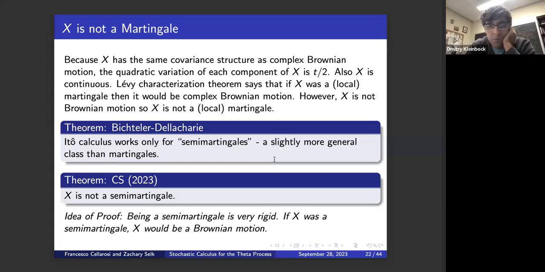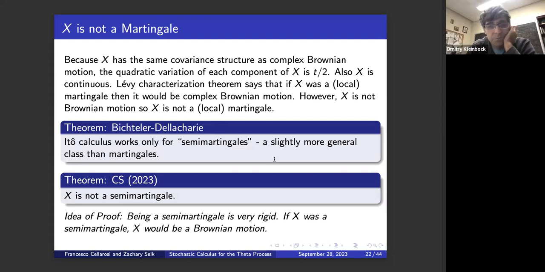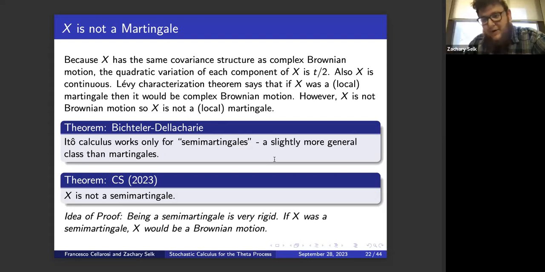Okay, but now I'm confused. Your theorem says that X is not a semimartingale, and you prove it by saying that it's not a Brownian motion, or vice versa. You say that it's not a Brownian motion because it's not a semimartingale. Oh no, it's not a Brownian motion because of the properties of moments. So X has 6 minus epsilon moments for every epsilon. Brownian motion has infinitely many moments. Okay. So it's just the fact that there's any difference at all between X and Brownian motion.